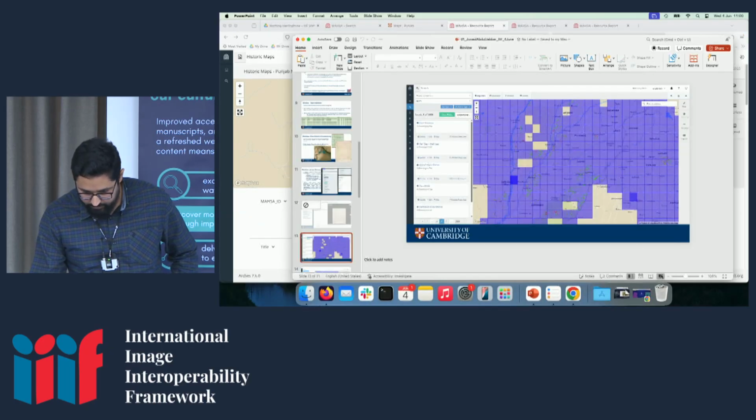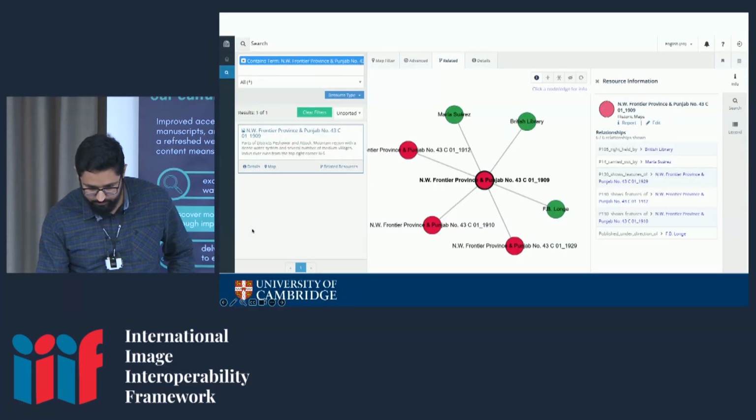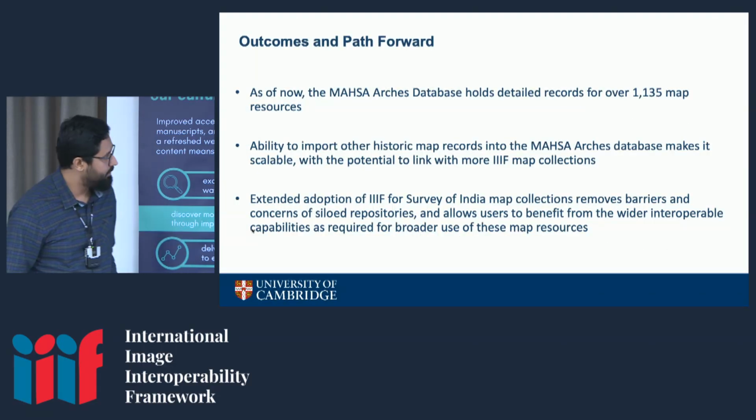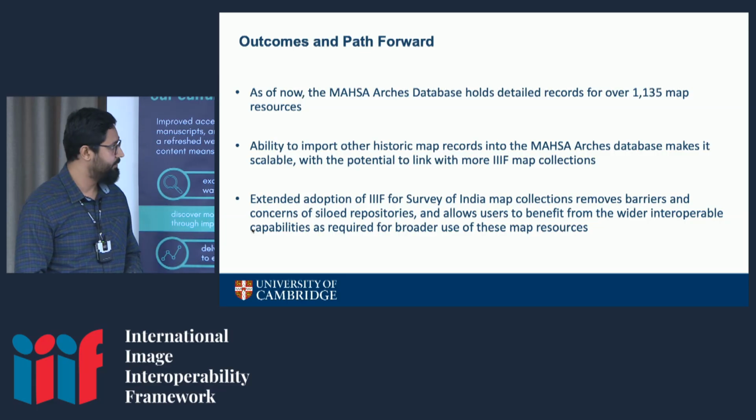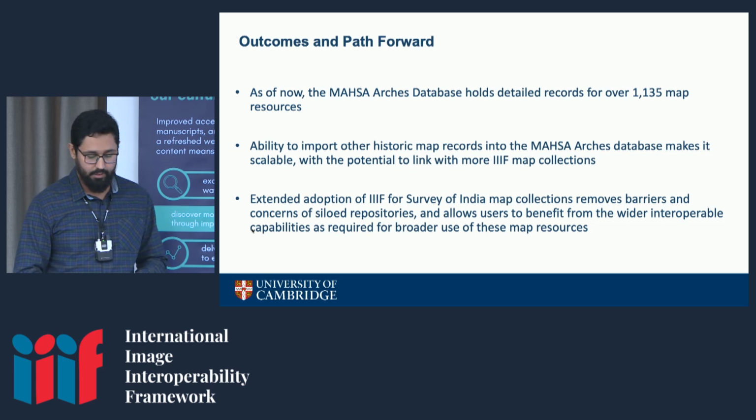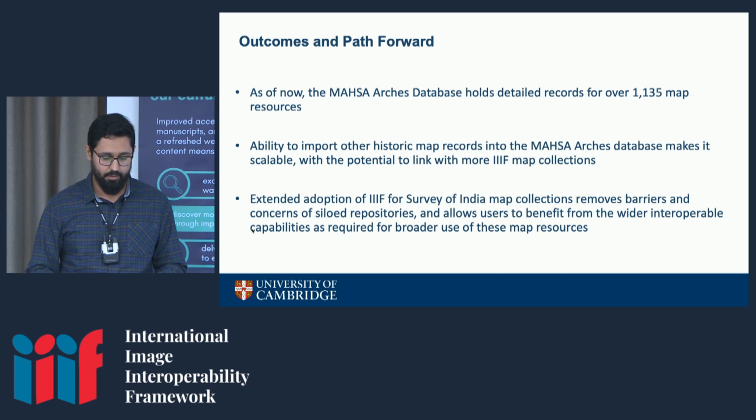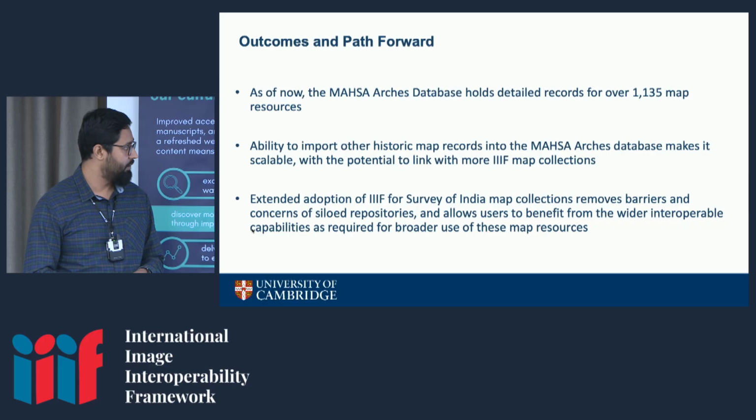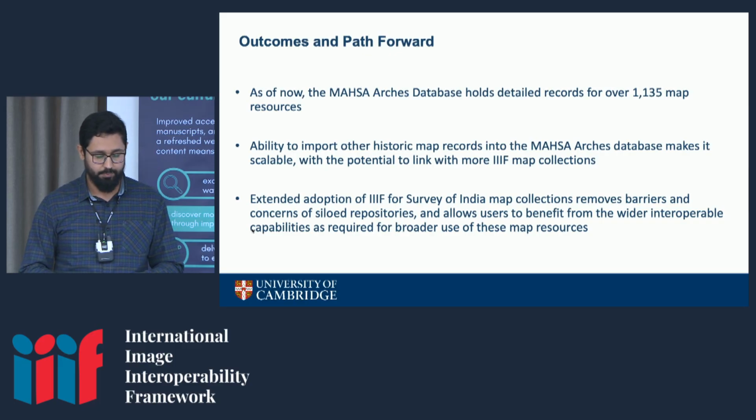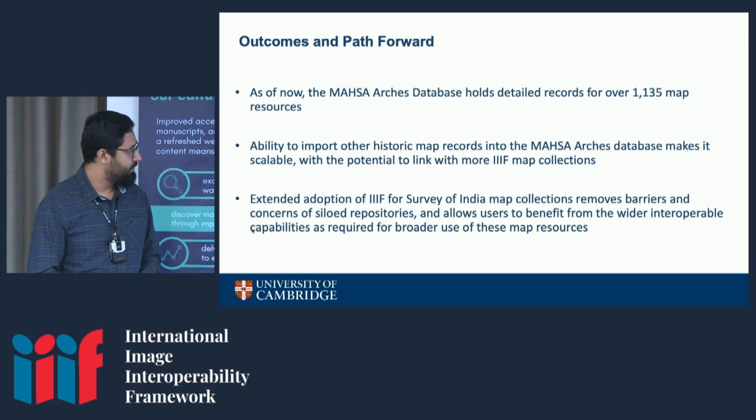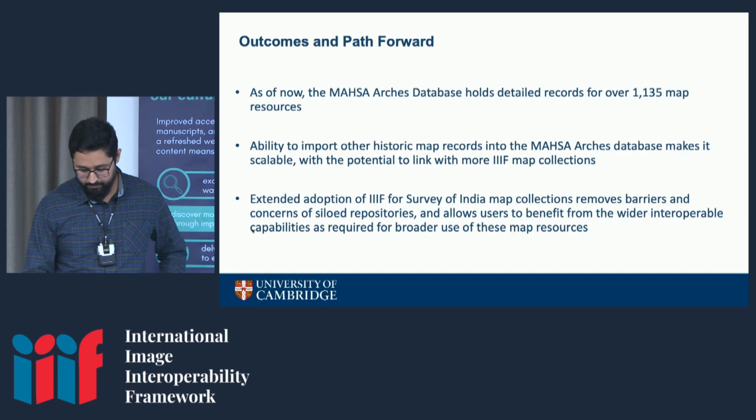I'll go back to the presentation and safely skip these slides covered in the demo. In terms of outcomes and path forward, as of now we have over 135 map resources available in the master database. IIIF images for these are in the process of being hosted at both the libraries. So this is really a scalable solution. We can import more historic map records into it with potential to link with more IIIF map collections as they become available. And this extension of IIIF for Survey of India map collections really removes the barriers and concerns of siloed repositories to increase the findability of the map resources manifold.